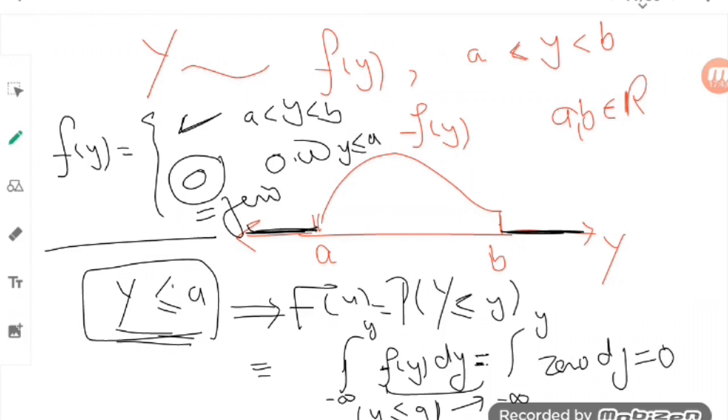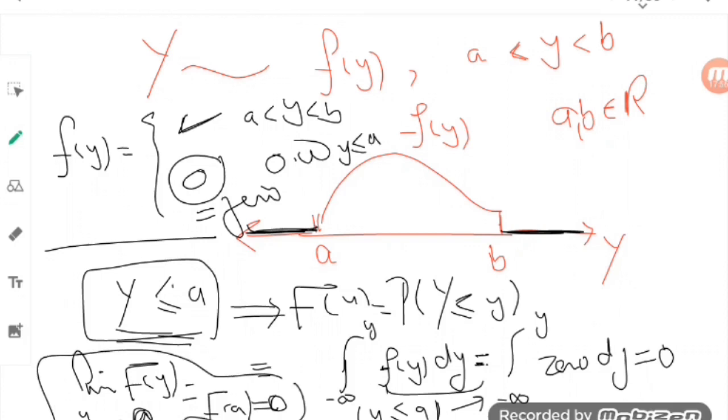Okay, then the limit of capital F of y when y tends to its lower limit, equal to capital F of a, equals 0. This is in fact the property that we are discussing here. Okay. Now let's move to the other part, or the other equation in the property.